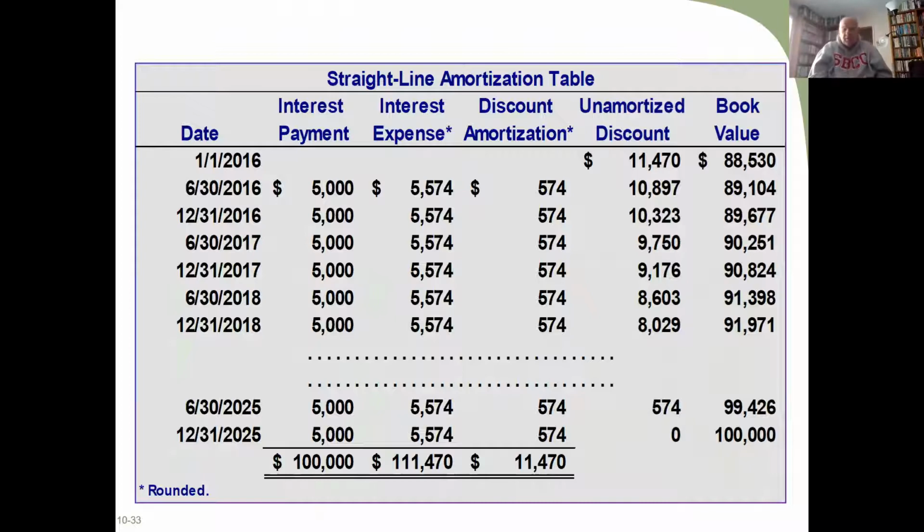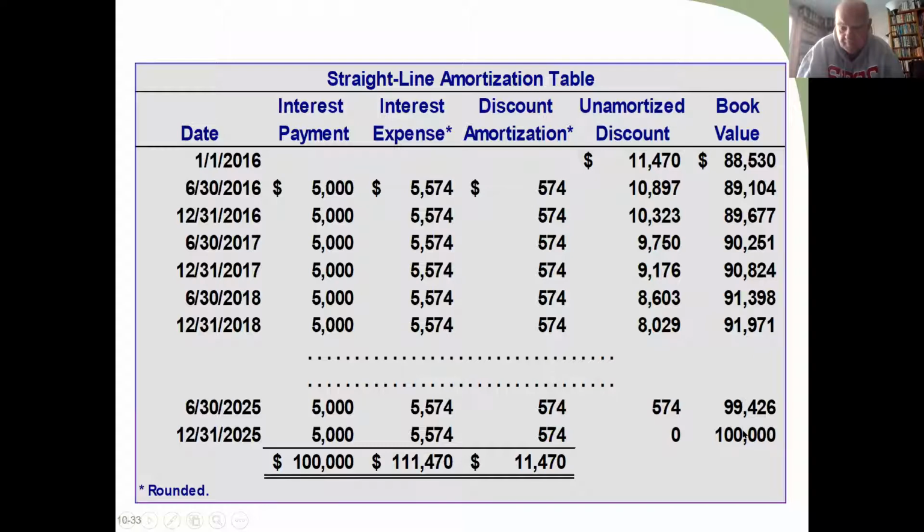Okay. So look at straight line, guys. How much are we amortizing every period? 574, 574, 574. How much are we paying? 5,555. So what's our total expense? This plus this. Look at your book value. The book value, 88,530 minus 574, or in this case, plus 574, because it's a discount, equals this, plus 574, etc.